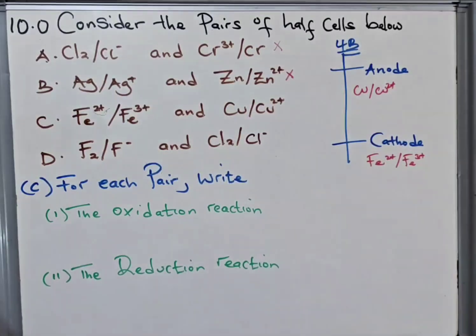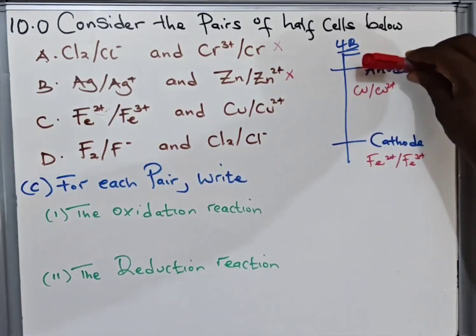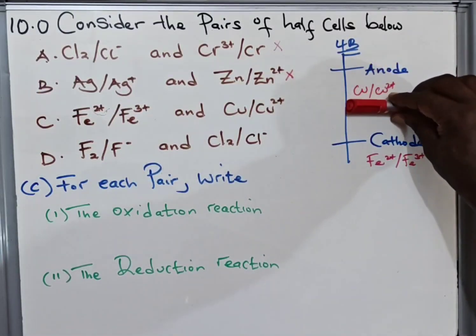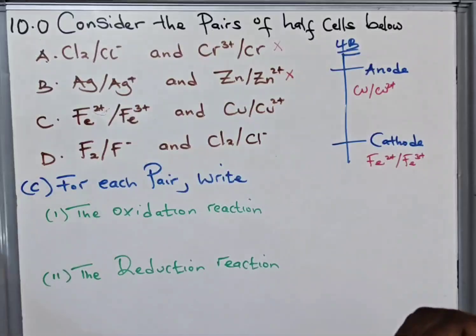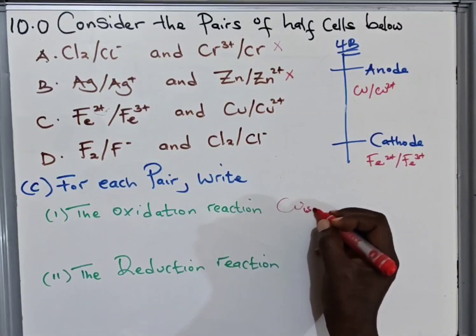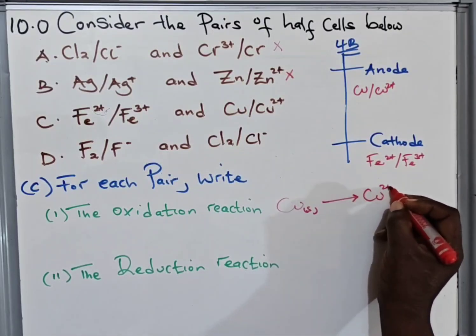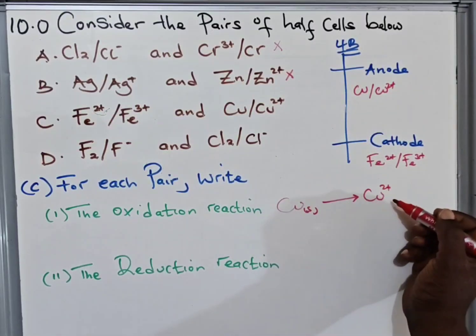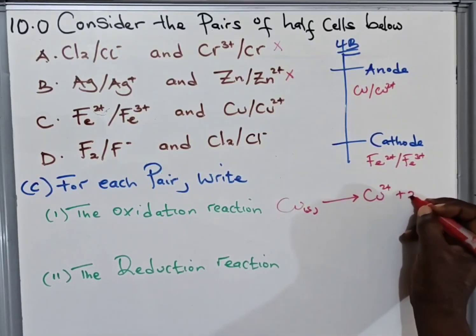Okay. So what does that mean? It means that it's the copper which is going to undergo oxidation. Remember, the reaction which takes place at the anode is oxidation. And what is oxidation? Increase in oxidation number. So what we are going to have here is copper solid undergoing oxidation to copper 2 plus. This one tells us the number of electrons involved, which are going to be 2. So we put them here.